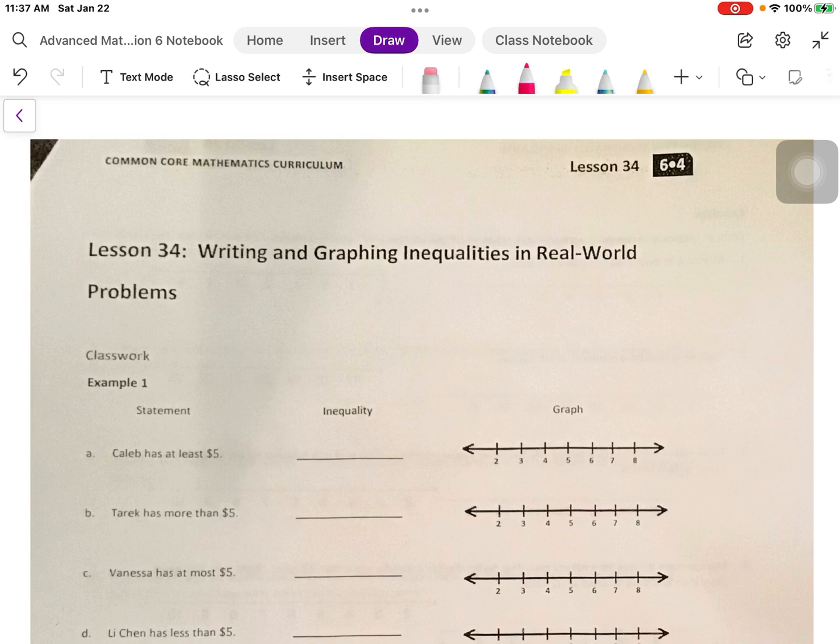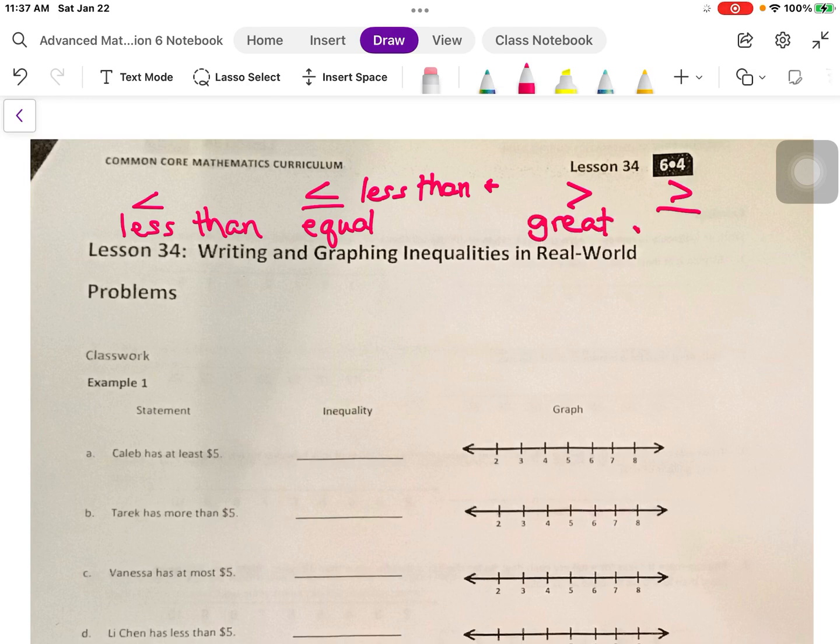Just a reminder what the different symbols mean. Remember, this is less than. This one would be less than and equal to. And greater than, and then greater than and equal to. Okay, so those are good to remember which way they go, because I know sometimes kids struggle with that a little bit. Okay, so writing and graphing in real world problems.